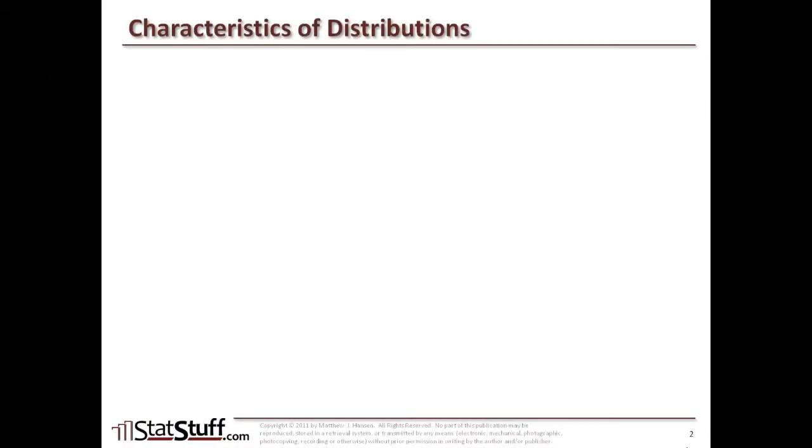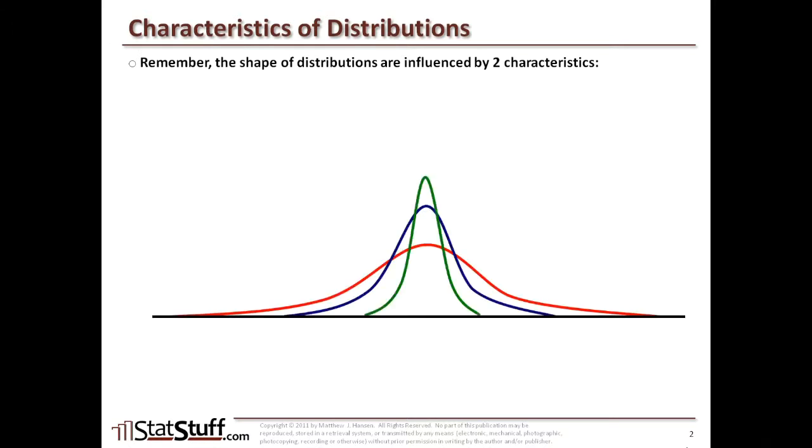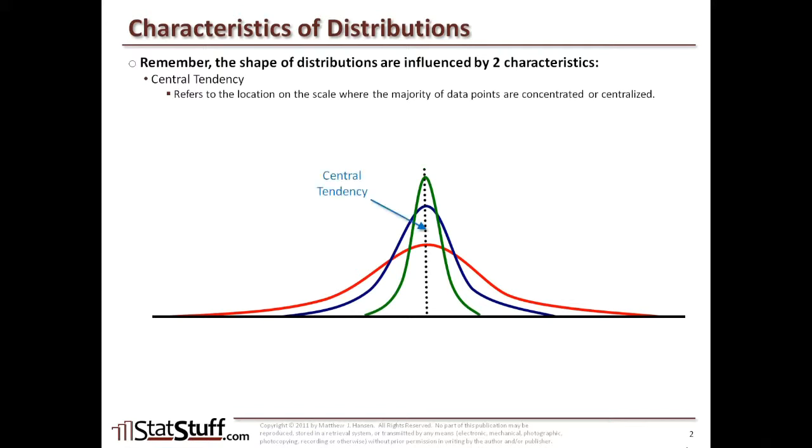If you recall, we said that the shape of the distribution is influenced by two different characteristics. So if we have an example here of three distributions that are laid out on a scale, the first characteristic is central tendency. This refers to the location on the scale where the majority of the data points are concentrated, or more centralized. It's that central point where most of the data points tend to fall. And for normal distributions, it's the mean or the average that we would tend to use for measuring that central tendency.